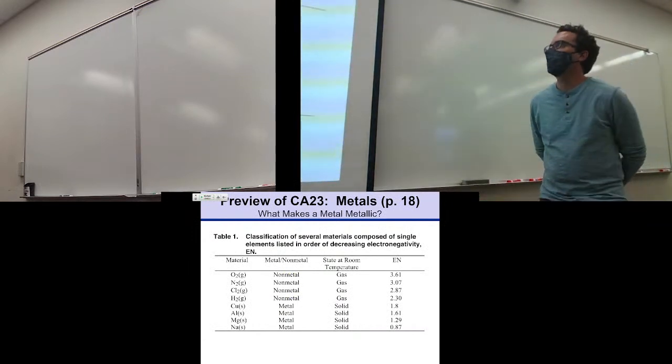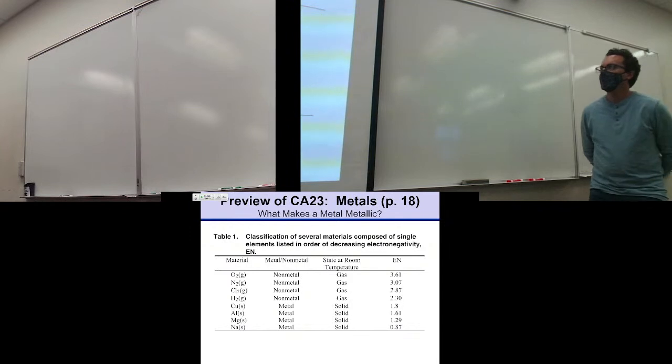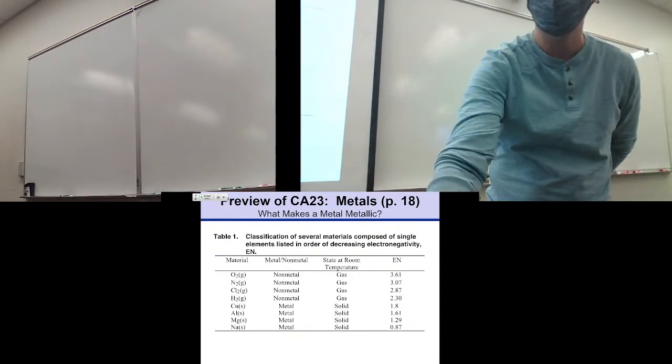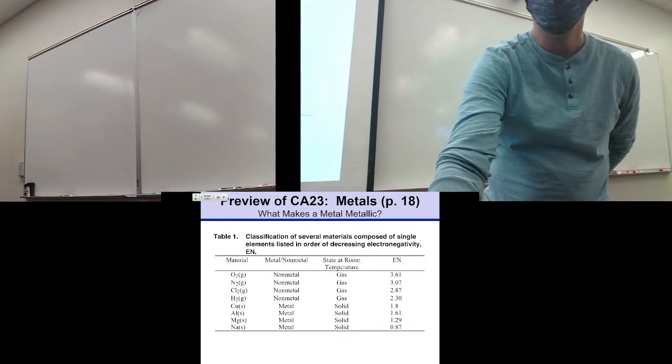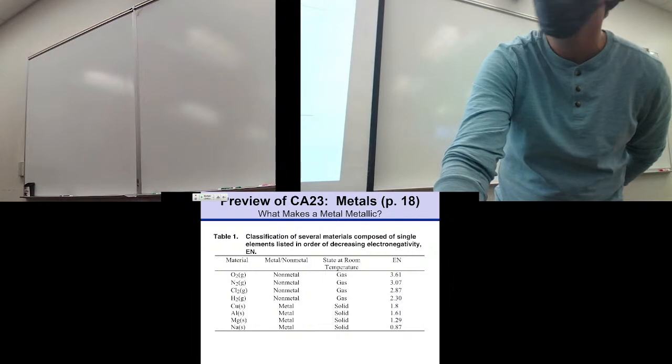So we're going to start this section, Chem Activity 23. We've got this little chart here. It has a list of different chemicals. And I think we're going to skip this because this one's a little bit too simplistic.